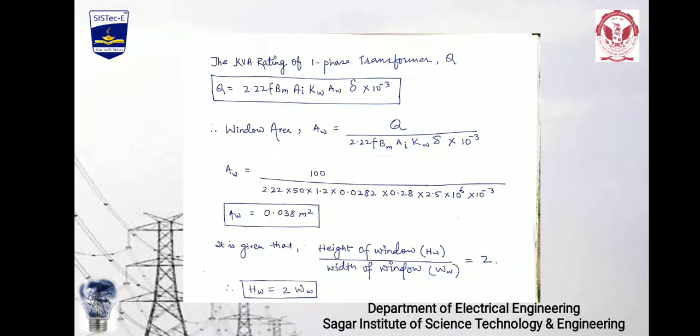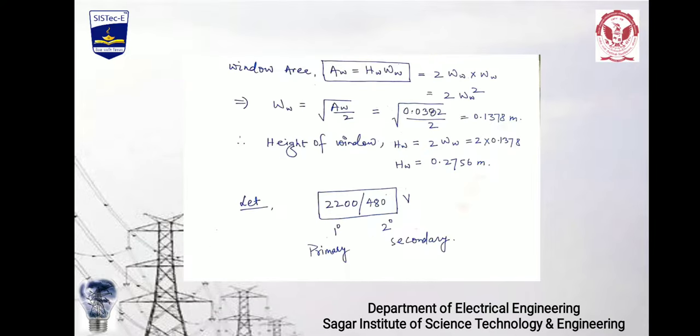It is given that Hw upon Ww is equal to 2. From this, Hw is equal to twice of Ww. Window area Aw is equal to Hw into Ww, which is twice Ww into Ww, which is twice of Ww square. From this, width of window is equal to under root Aw upon 2, which is 0.0382 upon 2. Calculate, and you will get the result Ww is equal to 0.1378 meter. Now the height of window Hw is equal to twice of Ww, which is 2 × 0.1378. Hw is equal to 0.2756 meter.